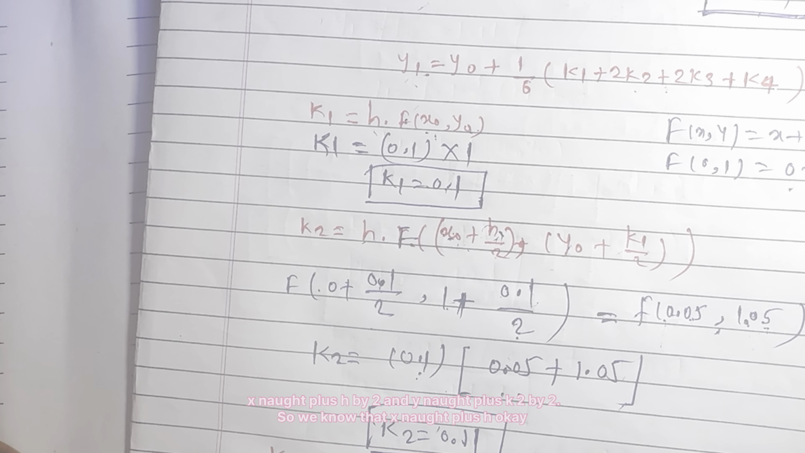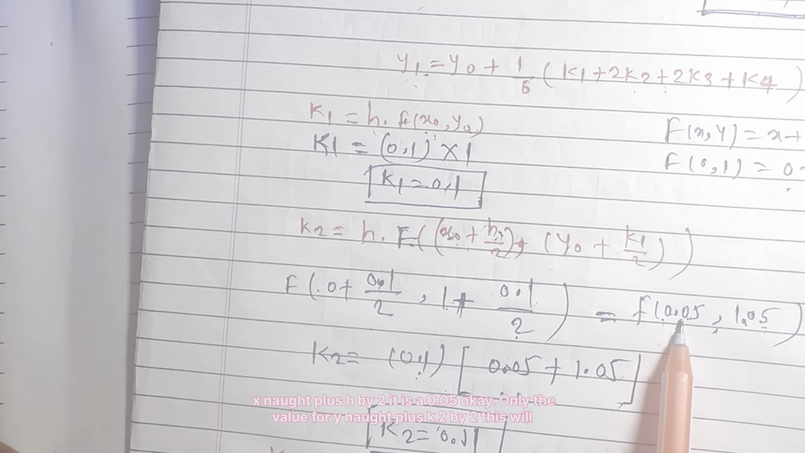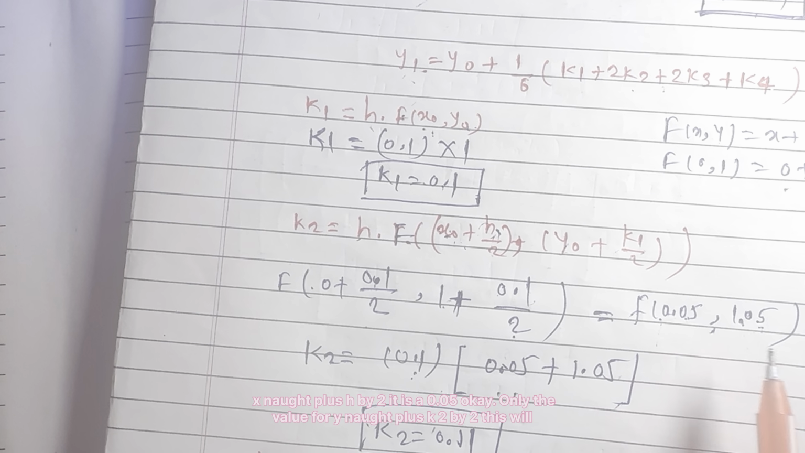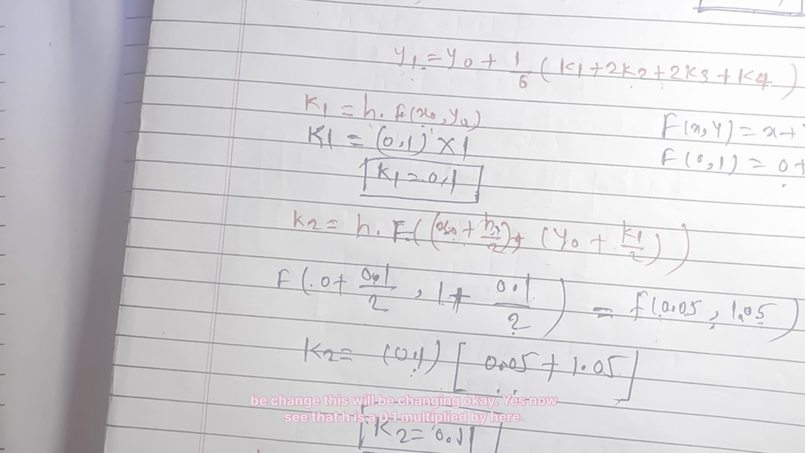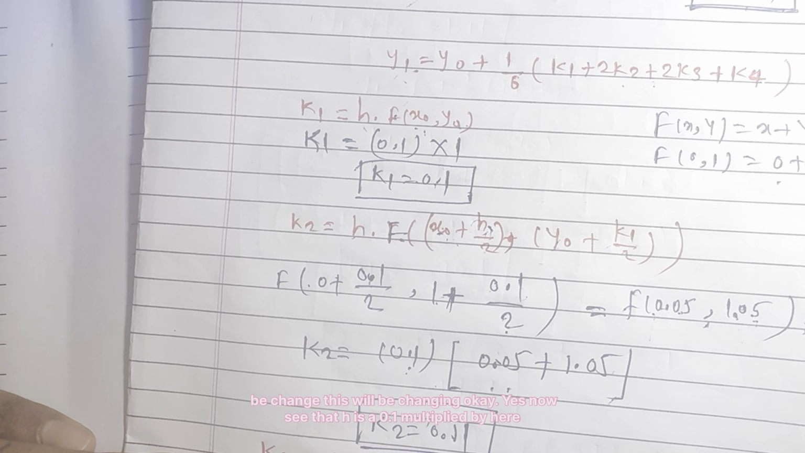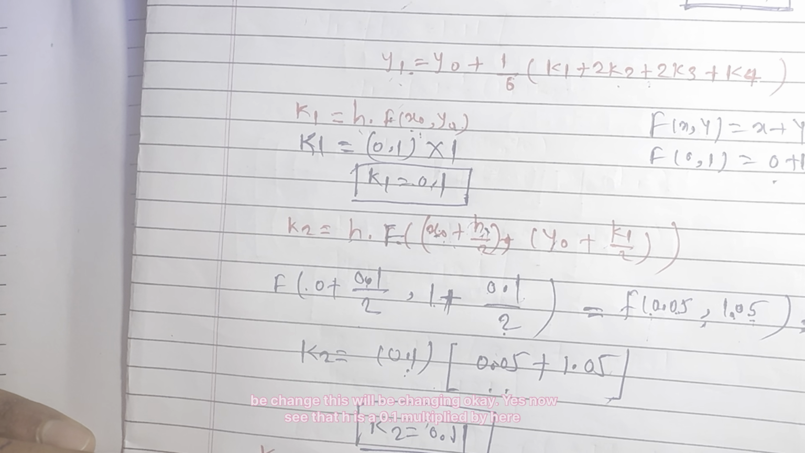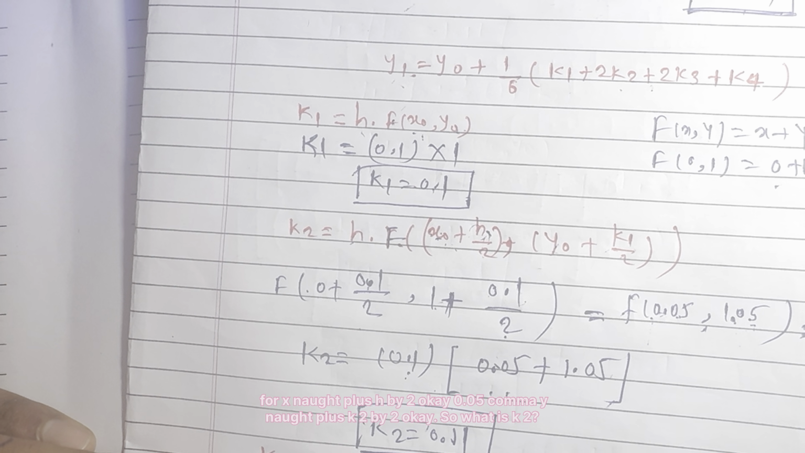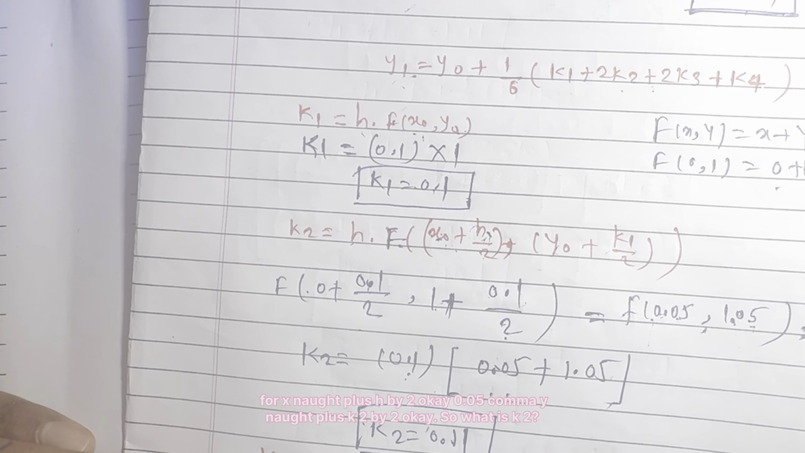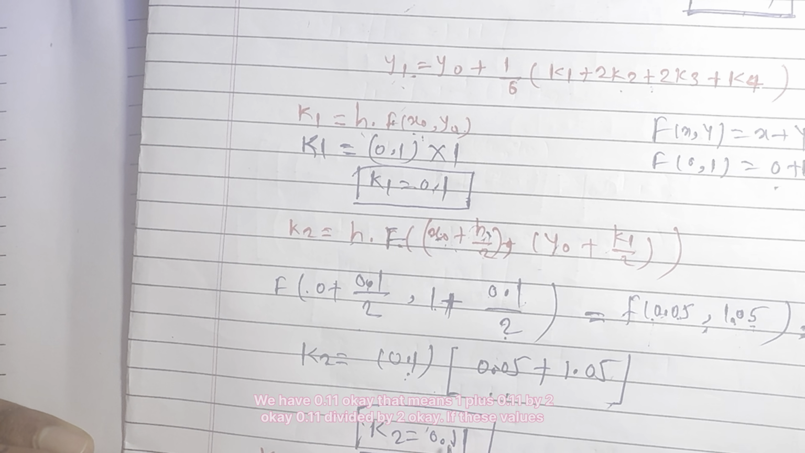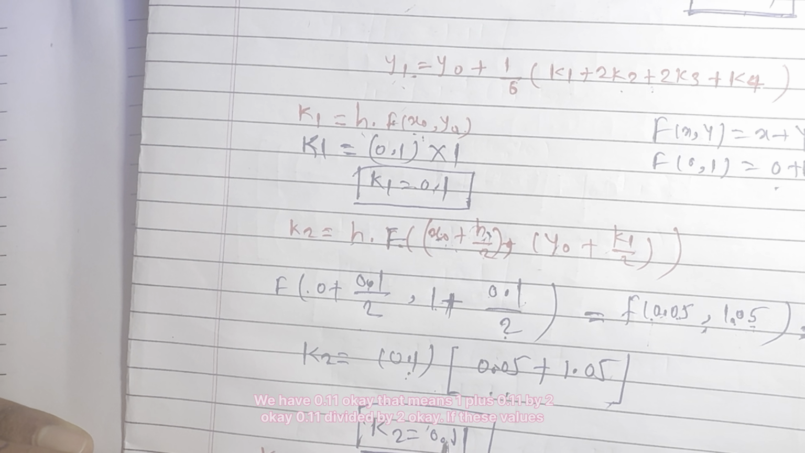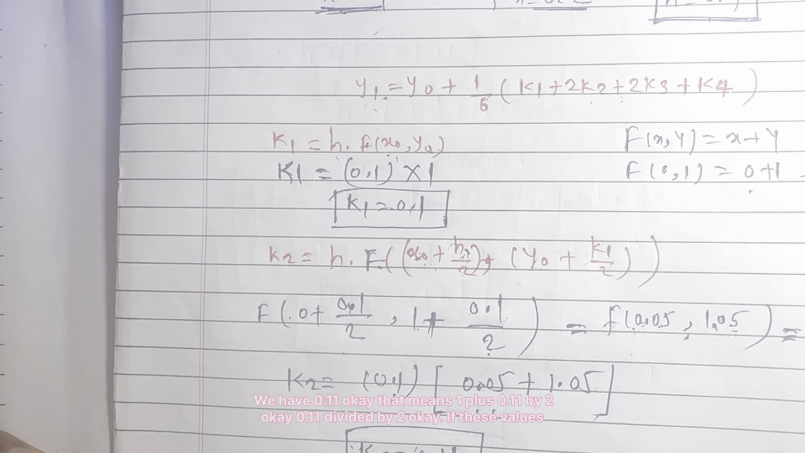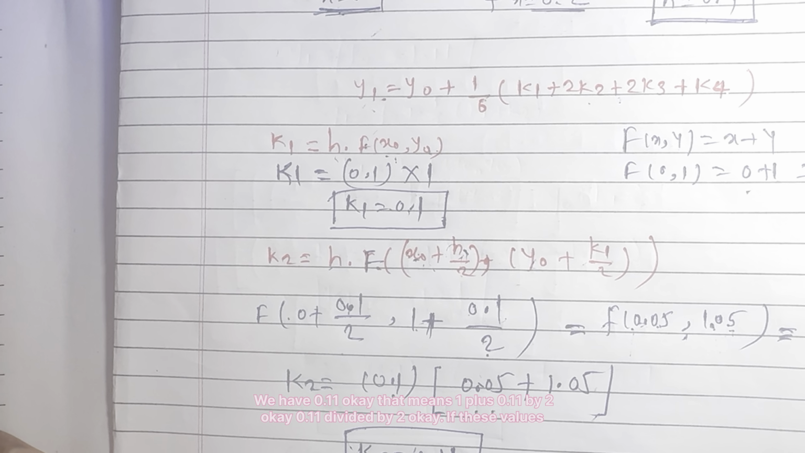So we know that x naught plus h by 2 is 0.05. Only the value for y naught plus k2 by 2 will be changing. Now see that h is 0.1 multiplied by f of x naught plus h by 2, 0.05, comma y naught plus k2 by 2. What is the k2 we have? 0.11. That means 1 plus 0.11 by 2, 0.11 divided by 2.